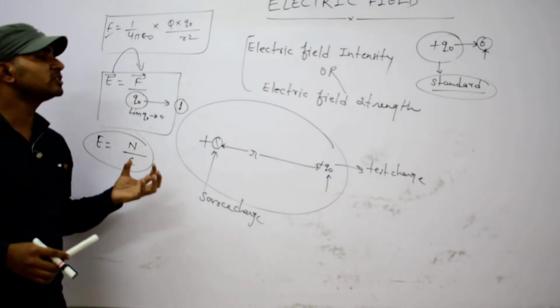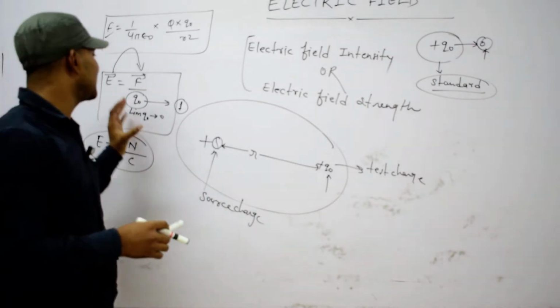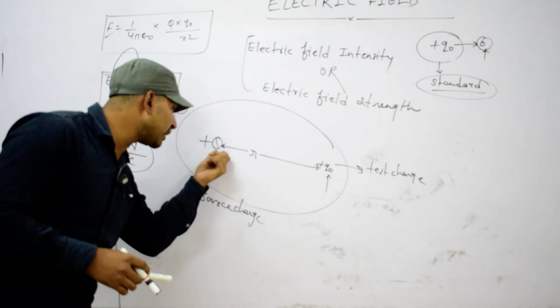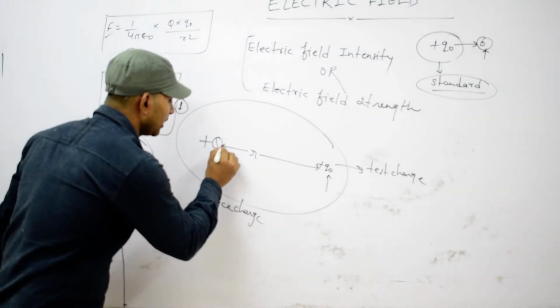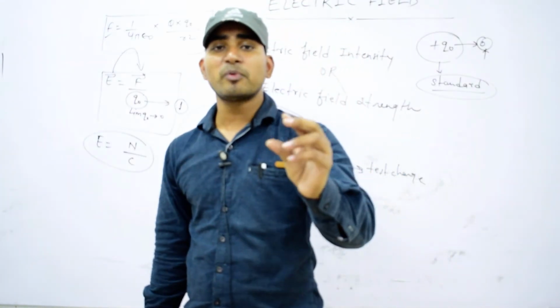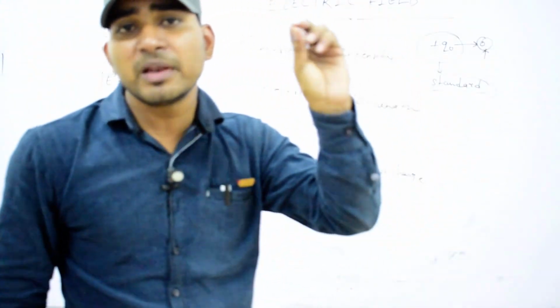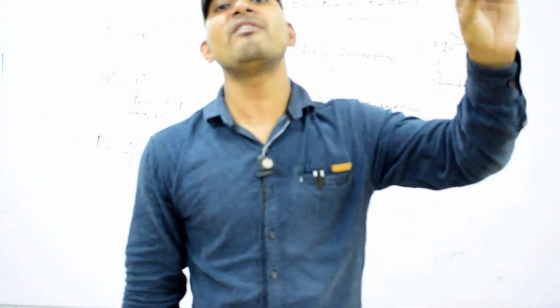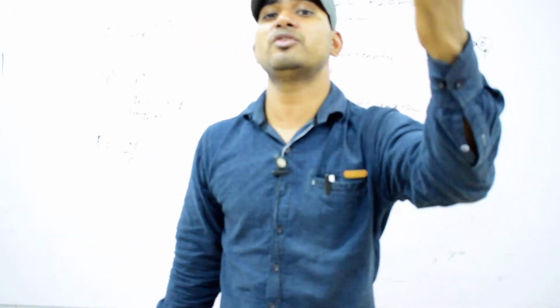Okay. One more thing: I want to give you one more formula for the electric field intensity due to a point charge. What is the meaning of a point charge? Let's suppose any particular charge is placed at a fixed location in space, which can be described by x, y or z coordinates.